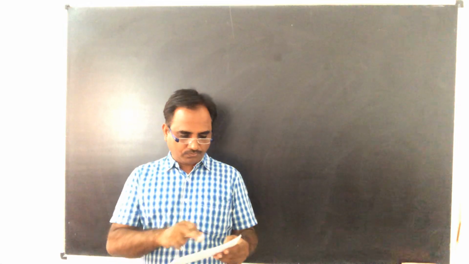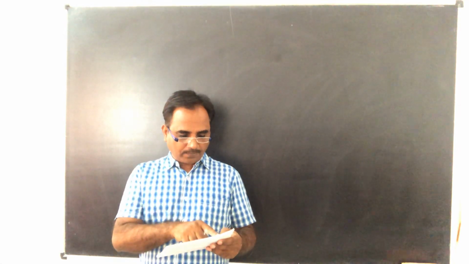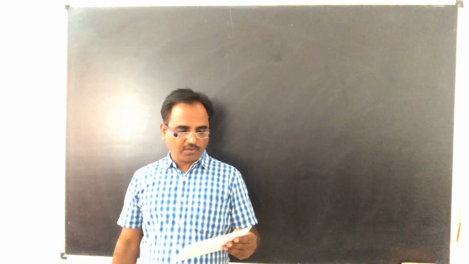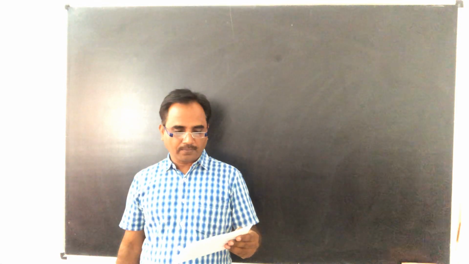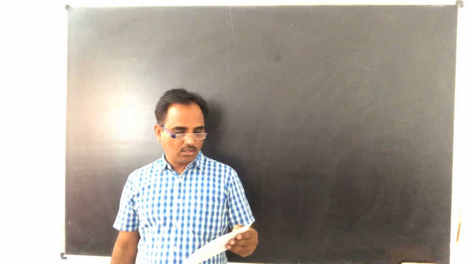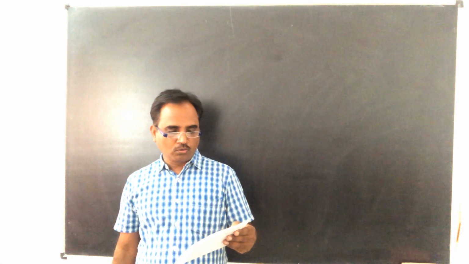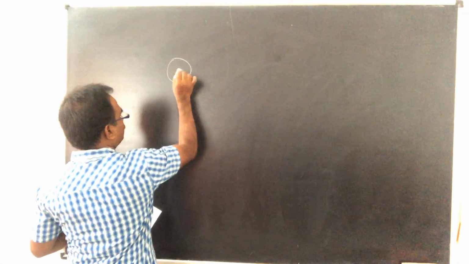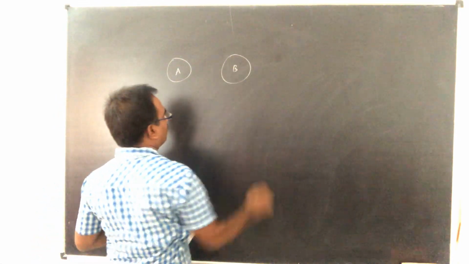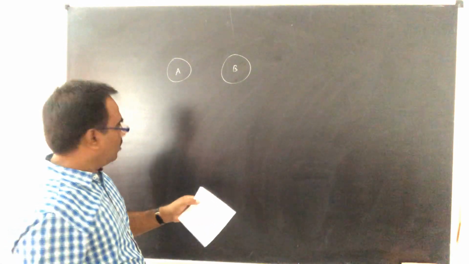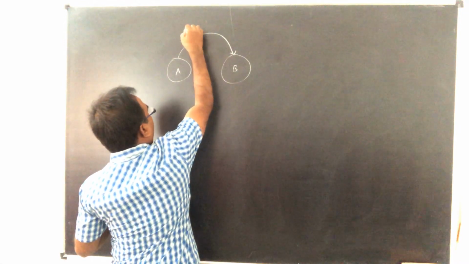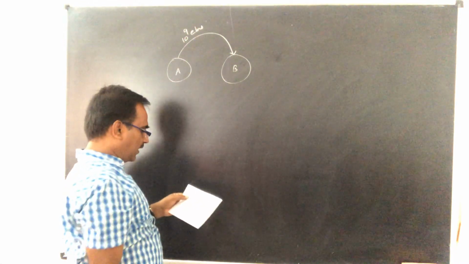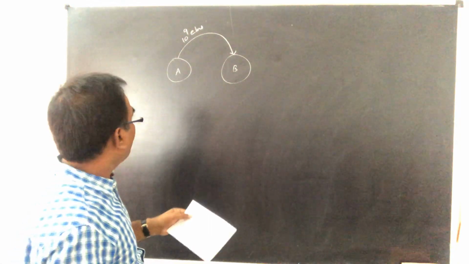Here there is one problem. Given that 10 to the power of 9 electrons move out of a body to another body every second, how much time is required to get a total charge of 1 coulomb on the other body? See, the given problem is like this. Here there is one body A, here there is another body B. It is given that from one body to another, 10 to the power of 9 electrons get transferred in 1 second.